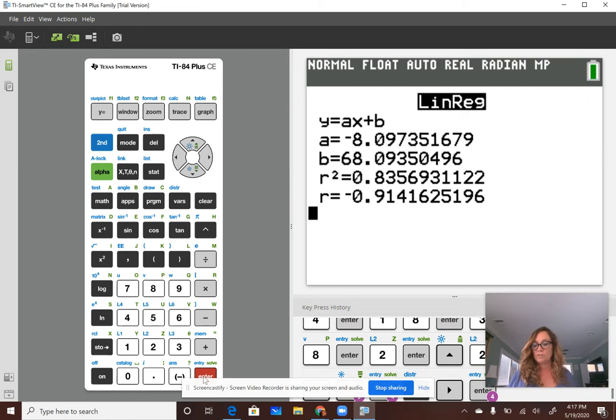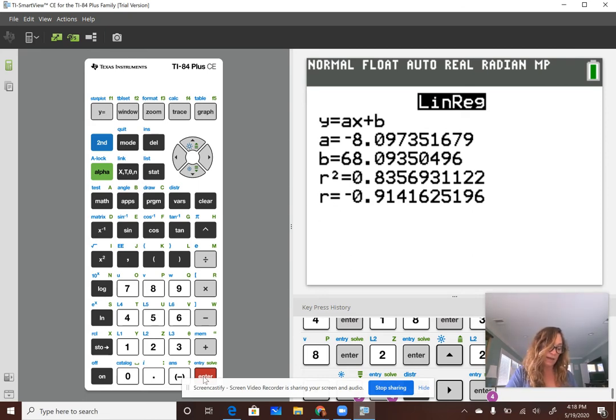Okay, so notice now the slope is negative, therefore the r is negative, which is good. We want that, okay? Because they're supposed to match. If they don't match, something is wrong. All right, so I have my nearest 10th would be negative 8.1. Nearest 10th would be 68.1.